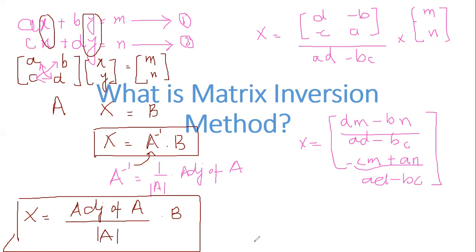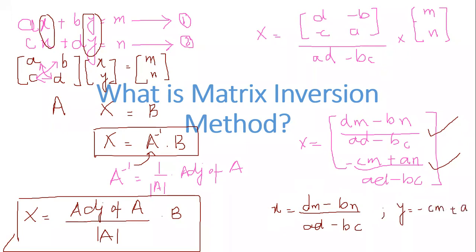So the values of x and y: this value is x and this value is y. So x equals to DM minus BN divided by AD minus BC, and y equals to minus CM plus AN divided by AD minus BC.